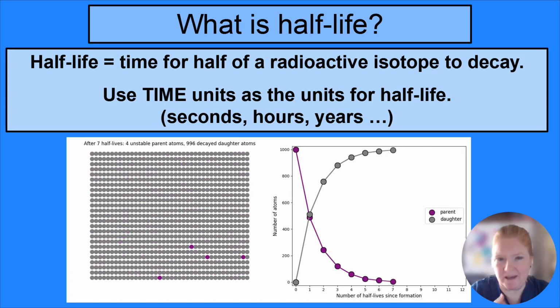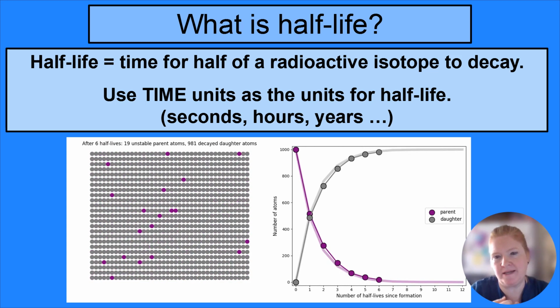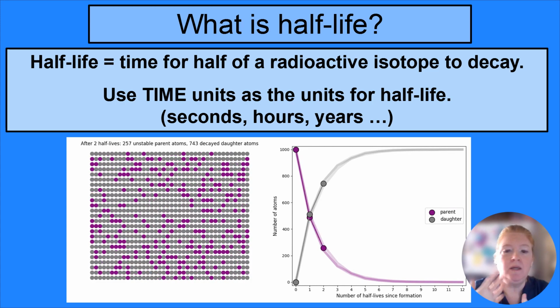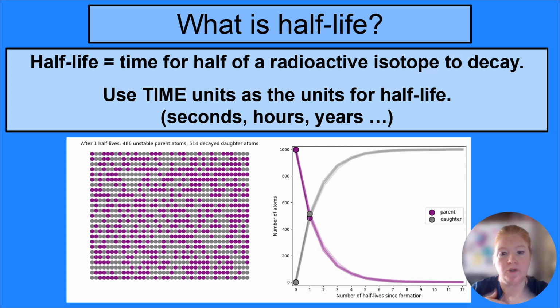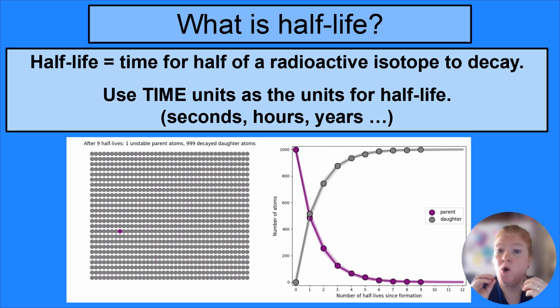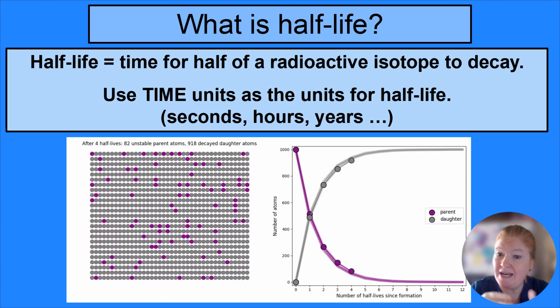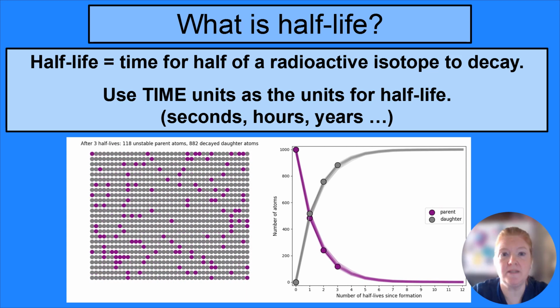So what is half-life? Well, half-life is the amount of time it takes for half of a radioactive isotope to decay. We use time as the unit, so the half-life could be 3.4 seconds, it could be 7.21 hours, or years, or milliseconds, or days, okay? It is specific for each radioisotope, for each nucleus that is radioactive.